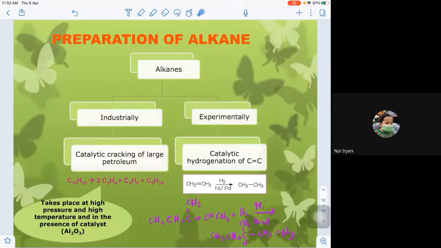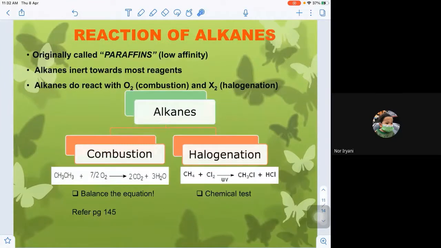So these are two methods to prepare alkane. First, catalytic cracking, second, catalytic hydrogenation from alkene. Okay, finish with the preparation. This is the next part, which is the reaction or chemical properties.